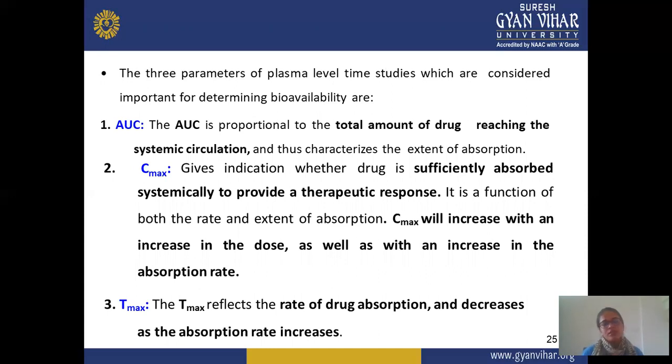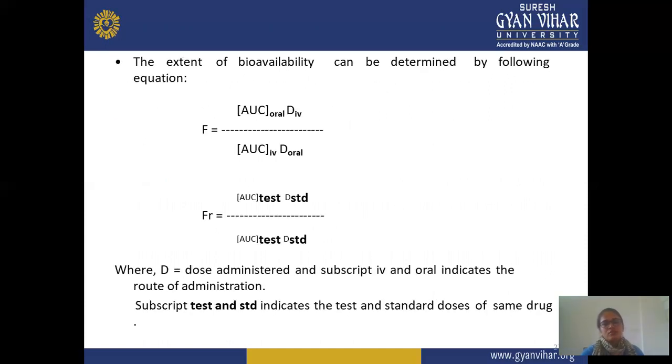Next is Tmax. Tmax reflects the rate of drug absorption: as the absorption rate decreases, Tmax increases, and vice versa. The extent of bioavailability can be determined by the following equation: F equals AUC oral times D IV divided by AUC IV times D oral. And FR is AUC test times D standard divided by AUC standard times D test.